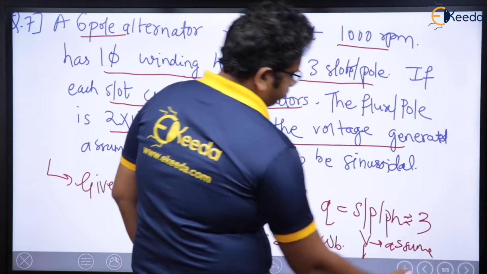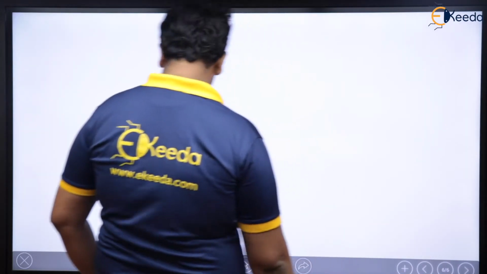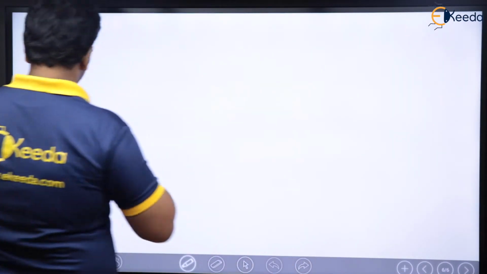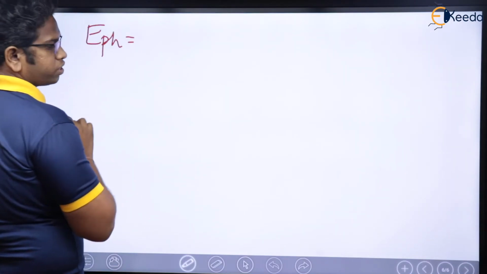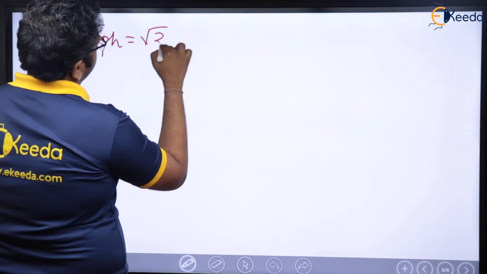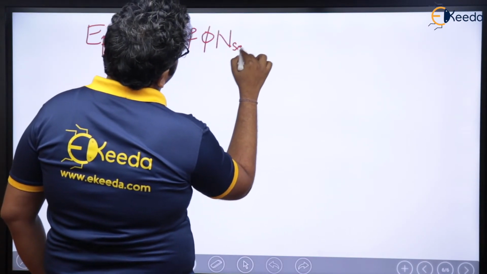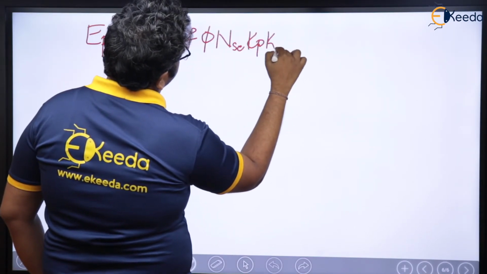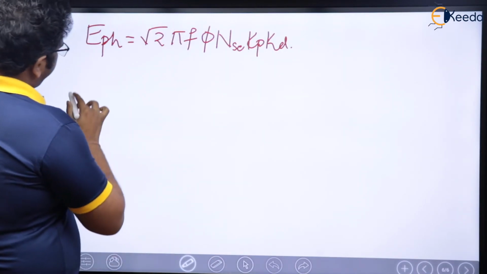Assume it to have star connection. Now, let us see next. Here, E phase, what is it going to be? Root 2 pi f phi Nse Kp Kd. Right? Now, let us try to find Kd first.